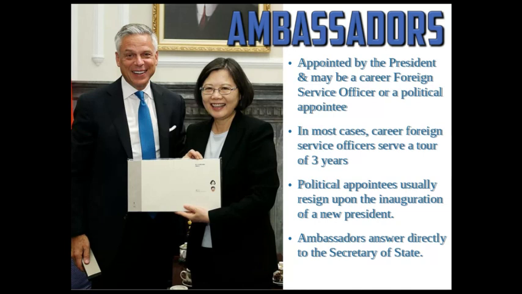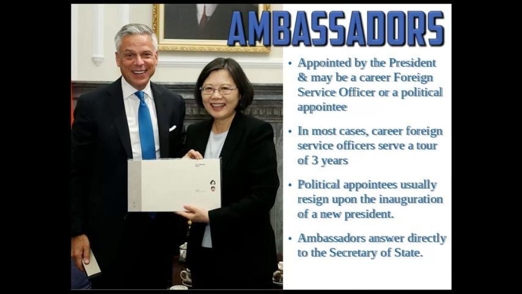That's the president of Taiwan. Her name, I believe, is Tsai Ing-wen. And she's posing with a guy named John Huntsman, who was ambassador to Russia, and he used to be ambassador to China. So he's a very experienced foreign diplomat. Usually they serve about 3 years.